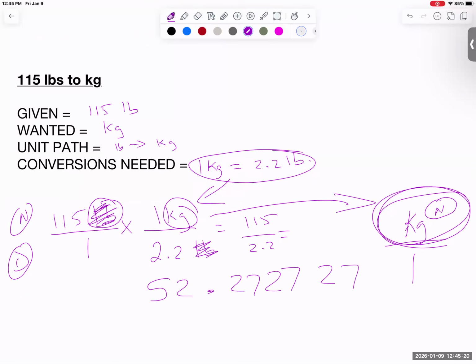52.27272767. No, I'm kidding. All right. So my calculator is going to give me this, and this is where rounding comes in. Does anybody know what the final answer is?